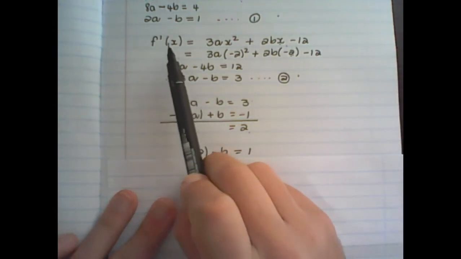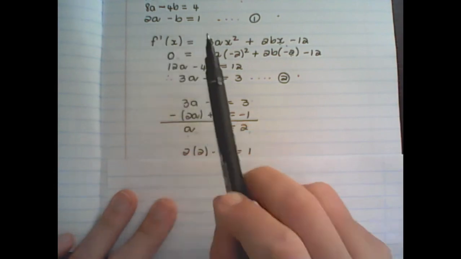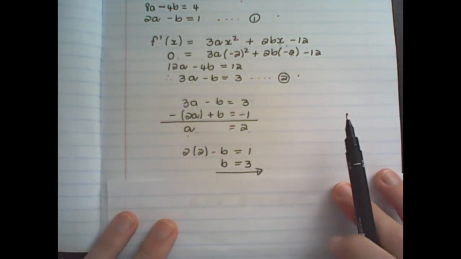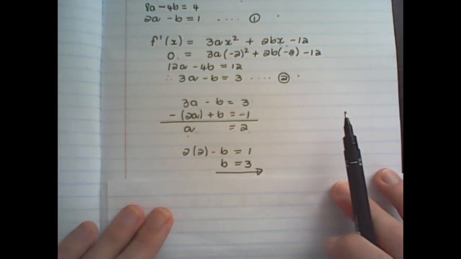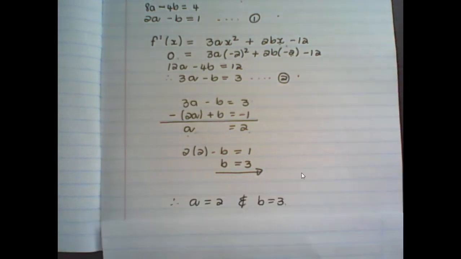I substituted the a value into the first equation to solve b, and I find that b is equal to 3. Therefore, the a value is equal to 2 and b is equal to 3.